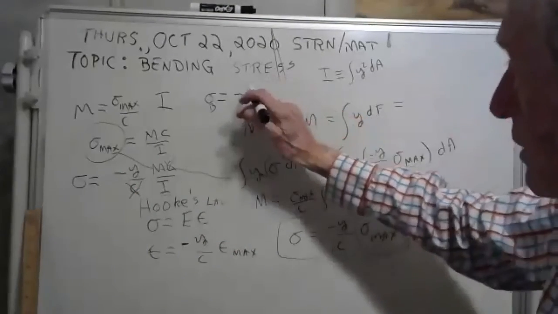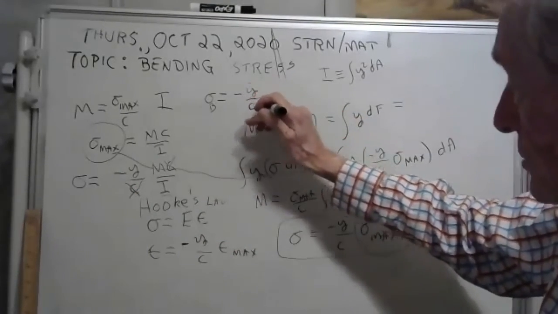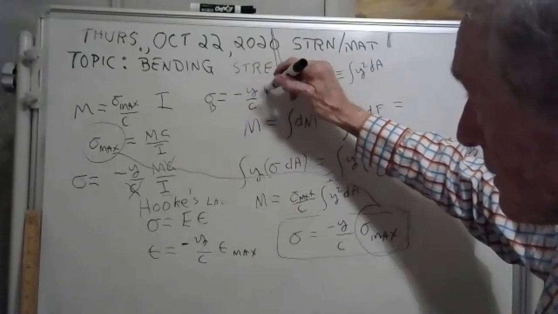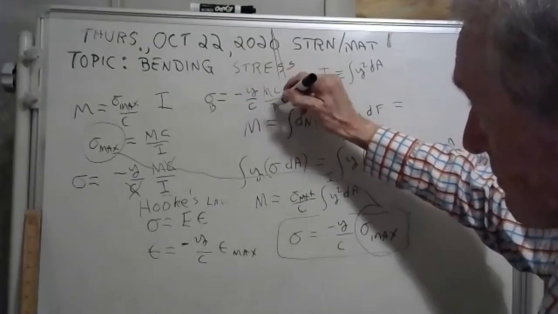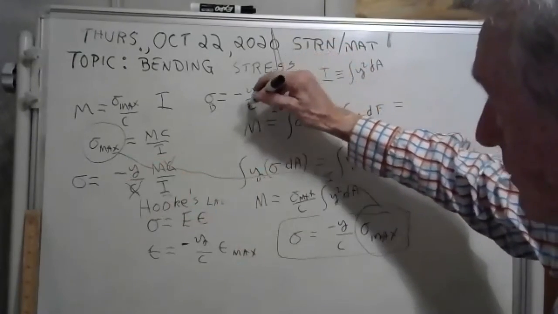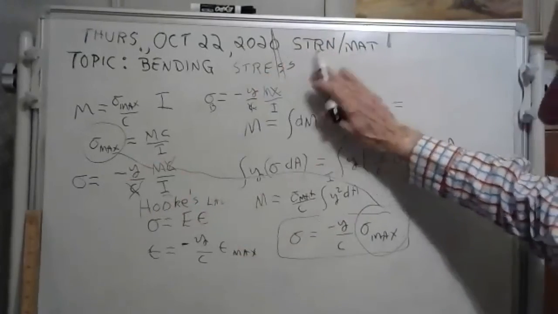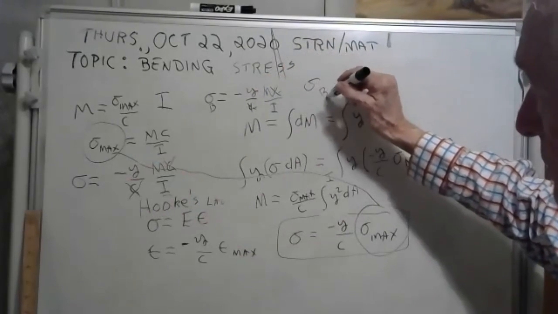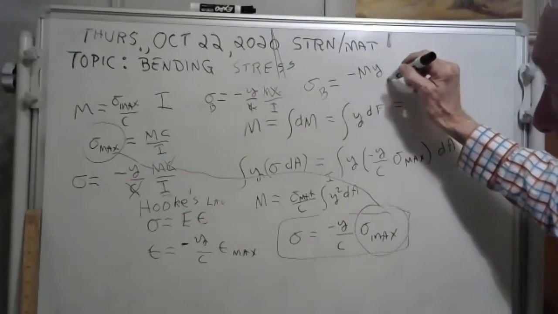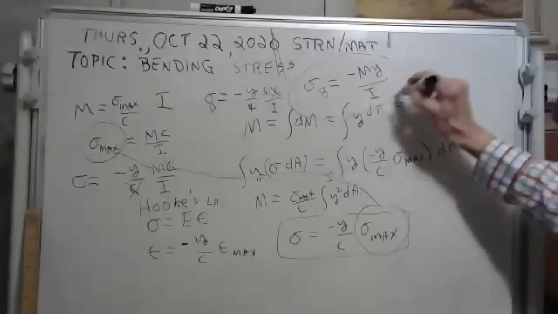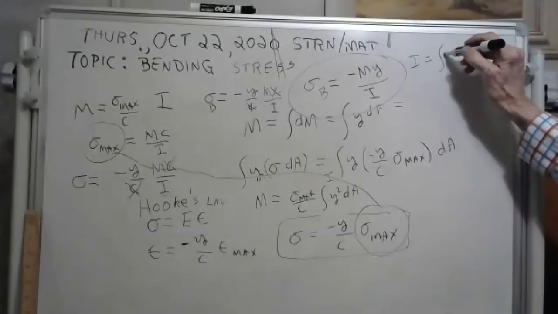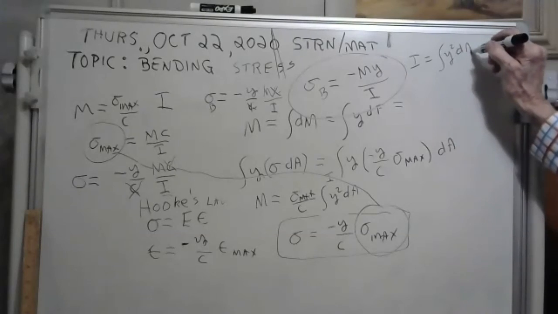It's equal to minus y over c times MC over I. Yeah. And see, the c's cancel out, and the bottom line is the bending stress is equal to minus My over I. They call that the flexure formula. And now you know what I is. It's the integral of y squared dA.